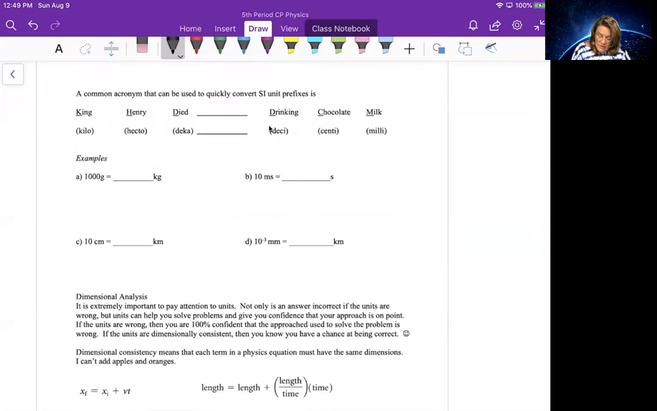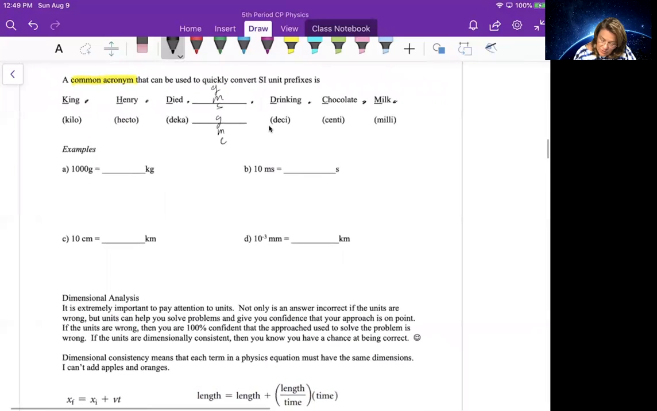All right, how can we do this quickly using a common acronym? You guys have heard this before, and I'm actually going to spend time reminding you. King Henry died drinking chocolate milk, and this blank could be a gram, a meter, a second. And so I want you to visualize a decimal point after each one of these things, right? You've used this before, and so we know that if I want to go from, say, millimeters to grams, I start from the milk and I start counting to the left how many times do I have to move the decimal point. So let's do some problems.